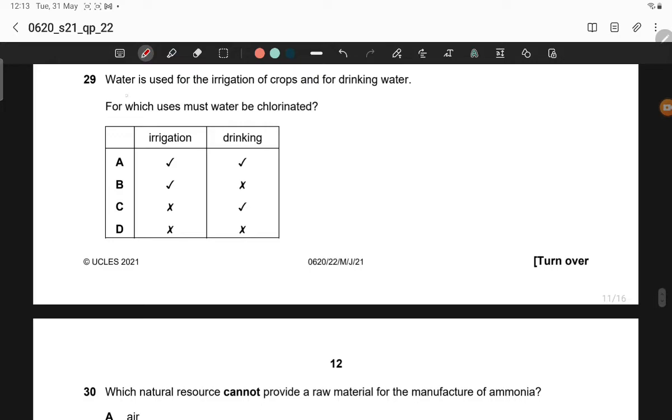Question number 29. If water is used for the irrigation of crops and for drinking water, for which uses must water be chlorinated? For irrigation, there is no need for the water to be chlorinated. So these two, and for drinking it must be chlorinated. So this is correct. So C option is correct.